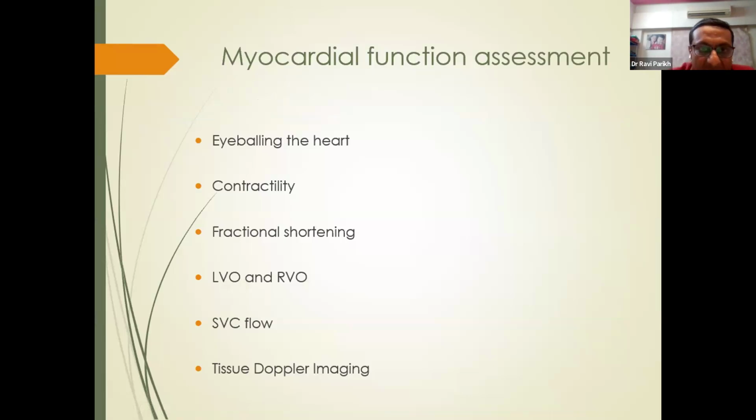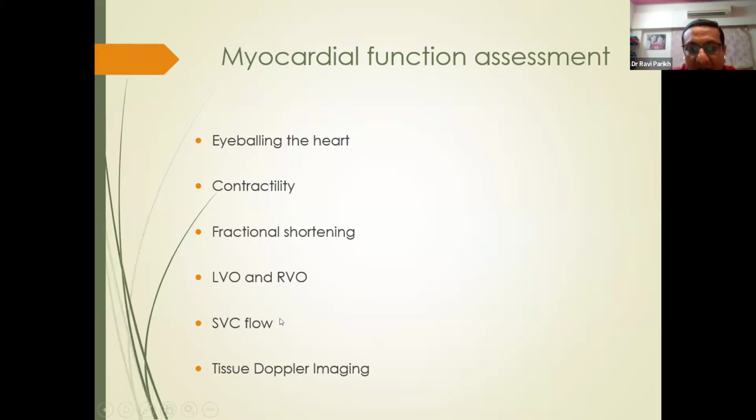And lastly, what you need to learn is the myocardial functional assessment. There are a lot of indices. When you learn advanced echocardiography, then you will come to know. But at present, what you can do is eyeball the heart, whether the myocardial function is good or not. Generally, if it is a large PDA and it is affecting the heart, then it will start affecting the contractility of the heart as well. Fractional shortening also you can do. They will cover it as well, with the output and everything. Left ventricular output and right ventricular output, SVC flow and tissue Doppler imaging. This you can put as part two learning.